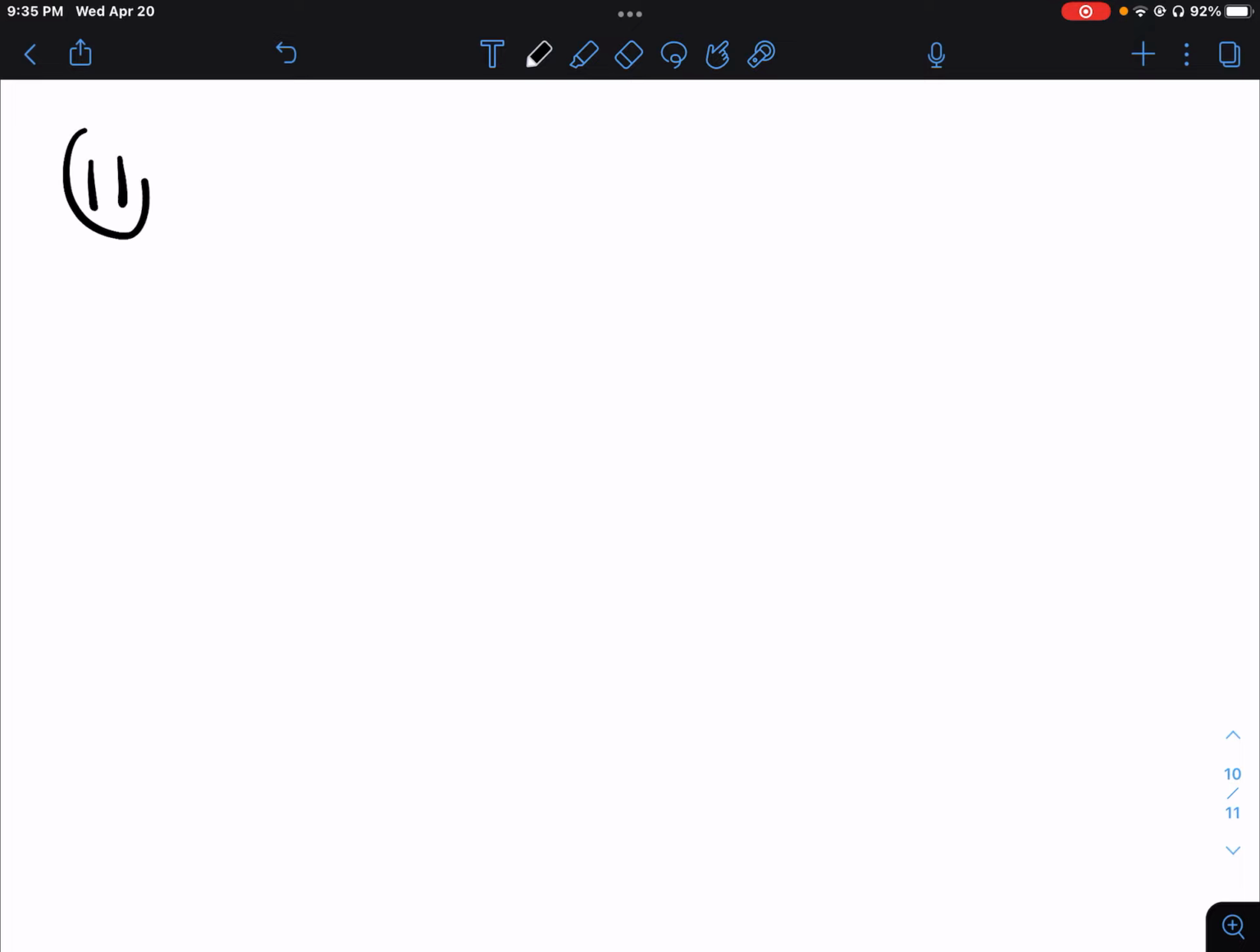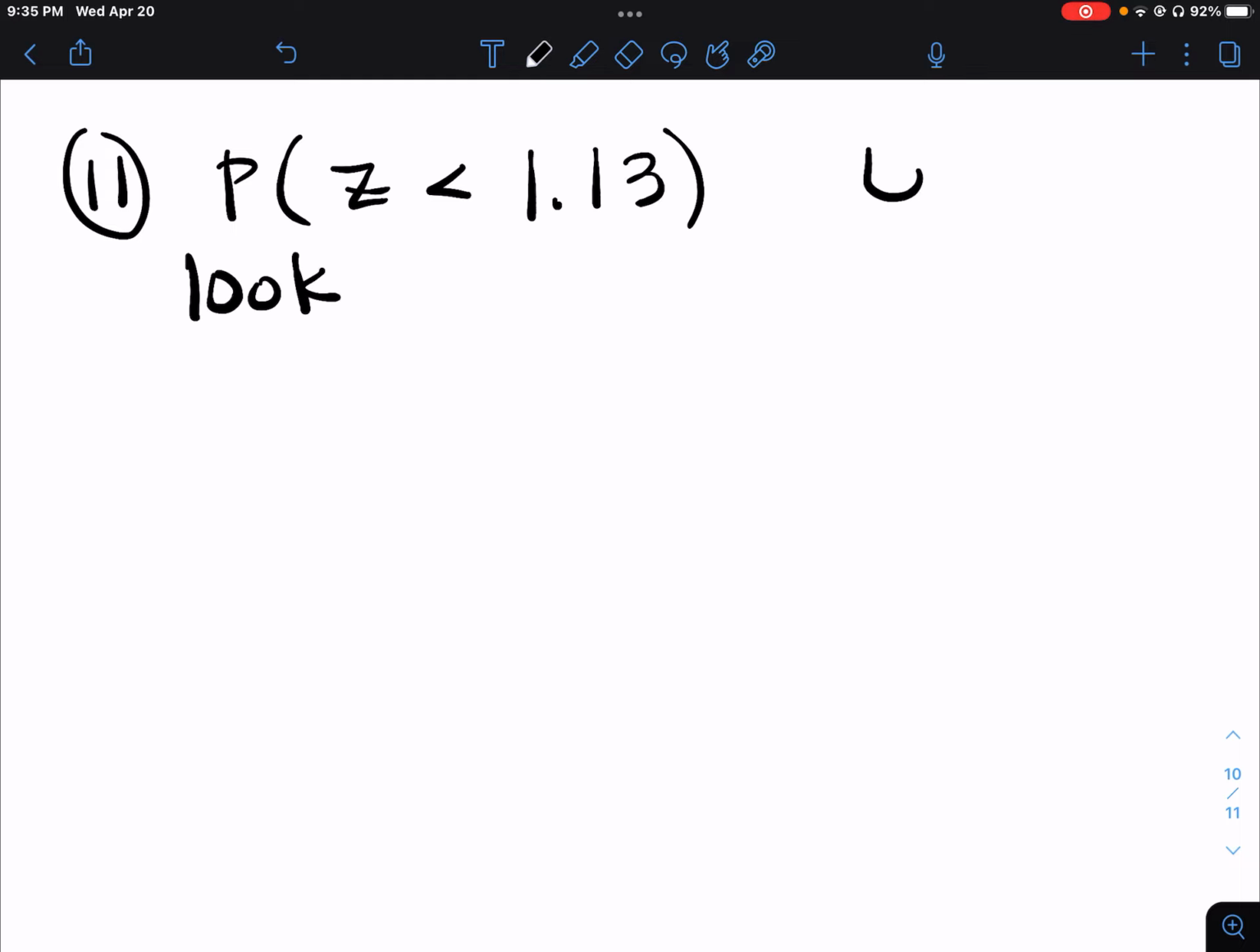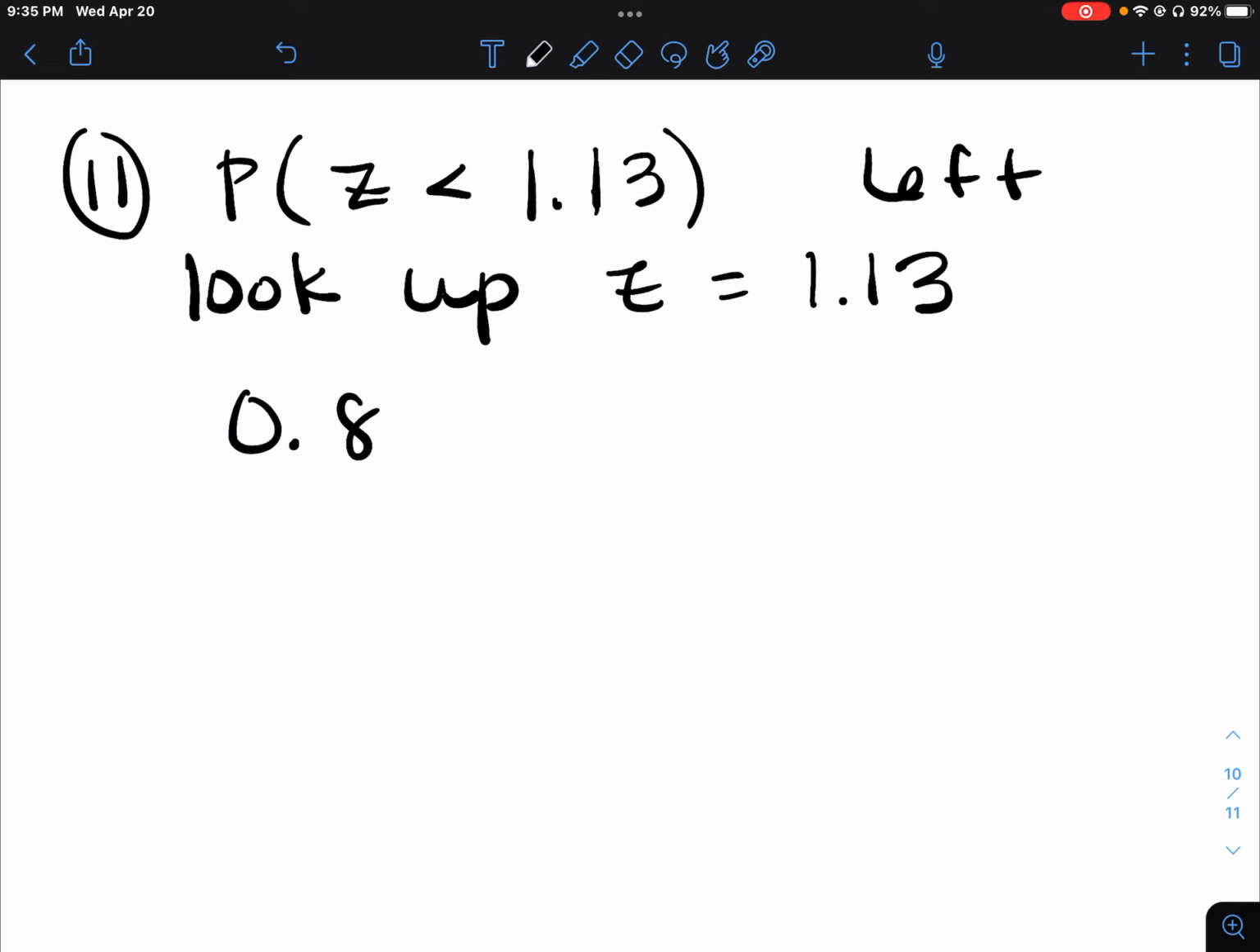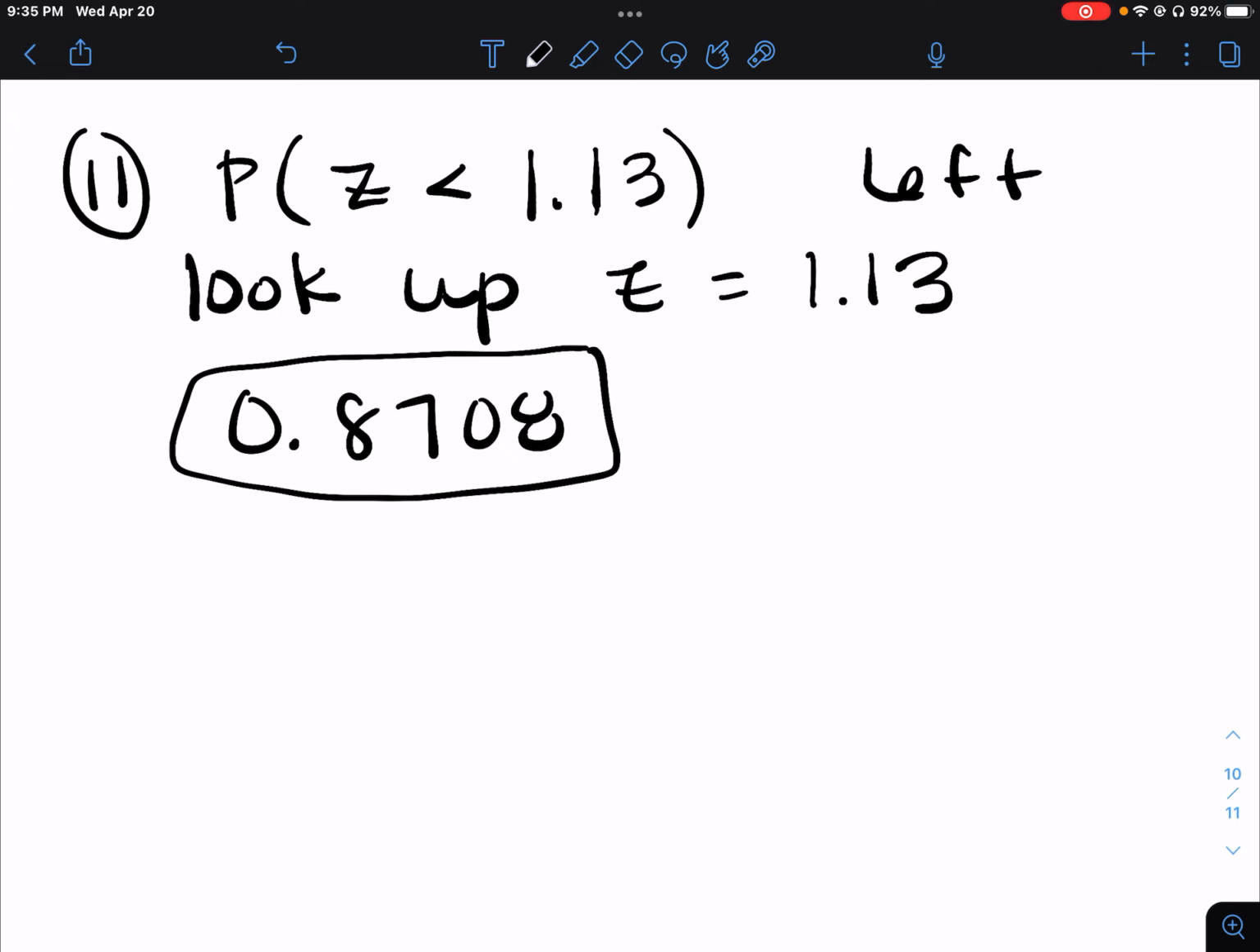So number 11, the probability that Z is less than 1.13, less than is the left. Let's look up Z equals 1.13, and that is 0.8708, and that's our answer.